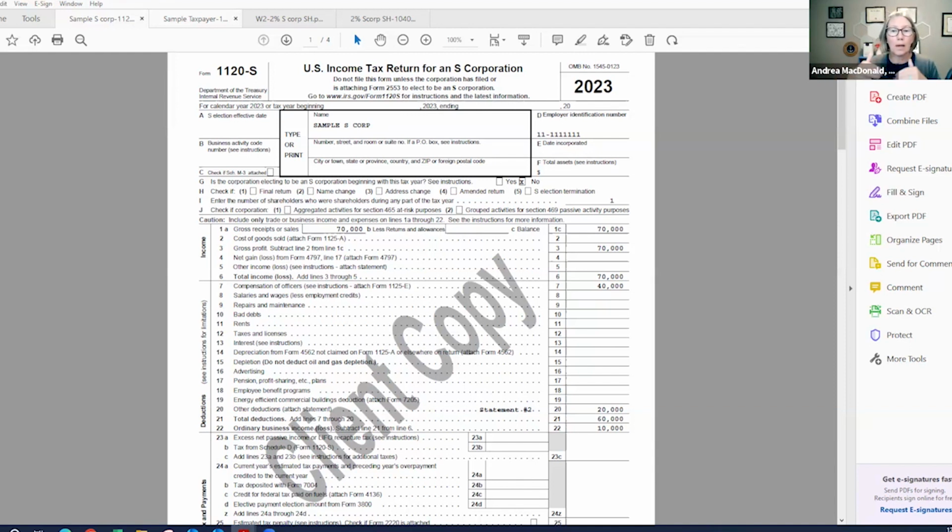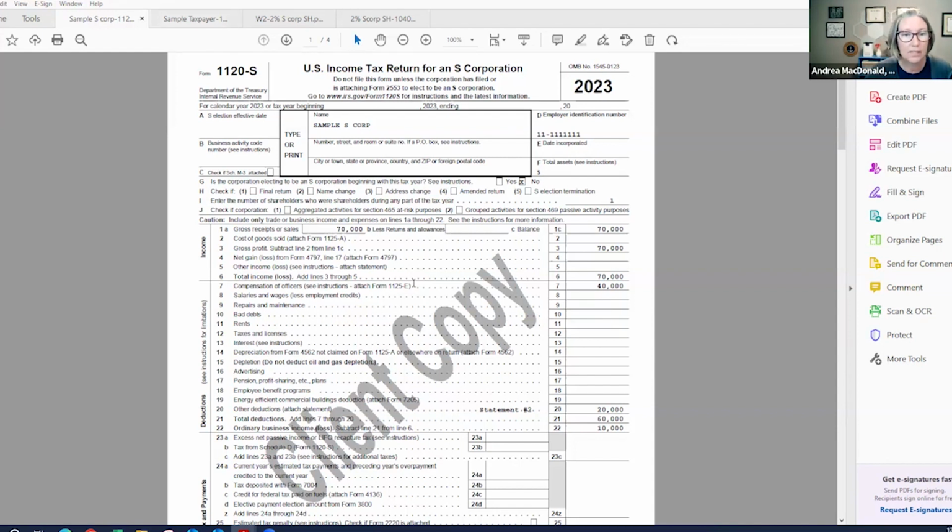So what happens when they take distributions in excess of their basis is what should happen, what often gets missed, but what should happen is those excess distributions get reported as capital gains on their personal tax return. So when they take distributions in excess of basis, it will have a tax impact on their personal tax returns. So let's take a look at what this looks like.